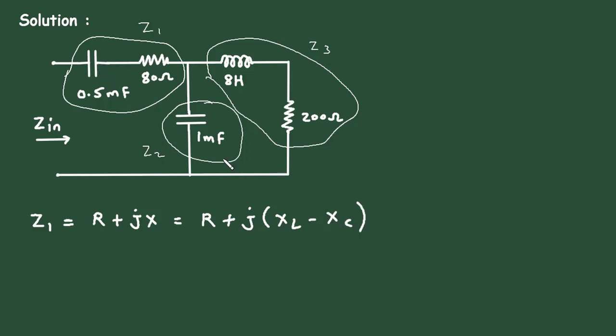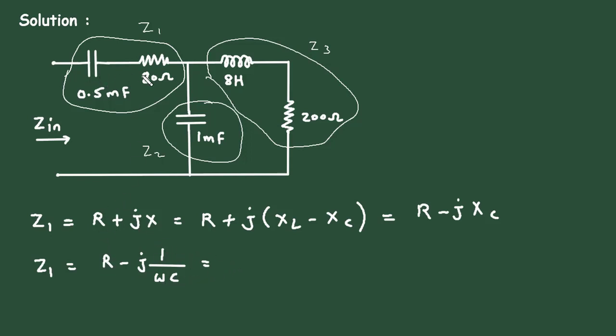Here the value of inductive reactance will be 0. So this will be R plus, not plus, this will be minus jXc. So therefore Z1 is equal to R minus j. Now in place of Xc, Xc is equal to 1 upon omega C. So R minus j 1 upon omega C.